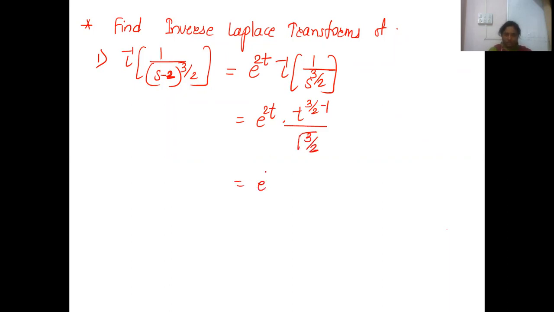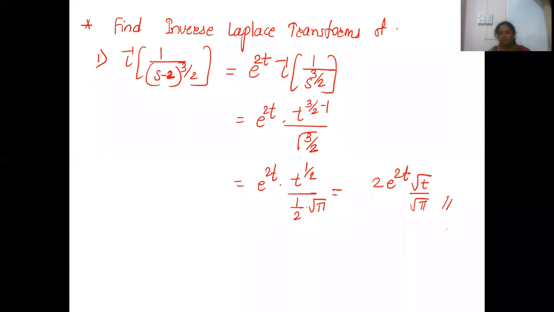So you will solve this: half, I guess, upon, you start with minus 1, so half into root pi. Very good. So here 2 goes up, 2 e raised to 2t into root t upon root pi. t raised to half means root t. Done. Next question.